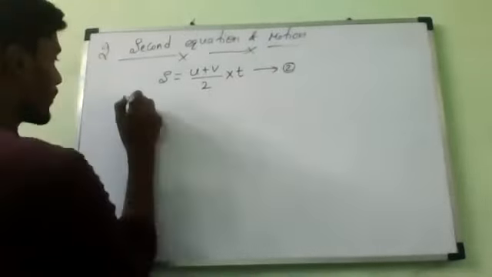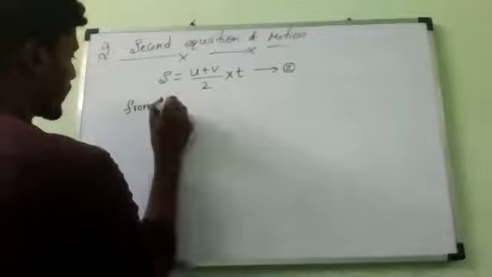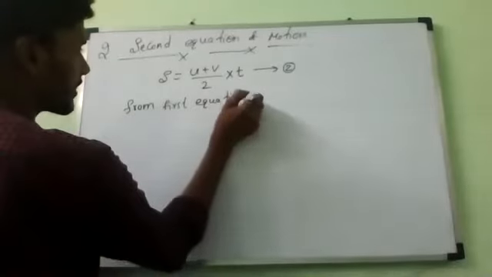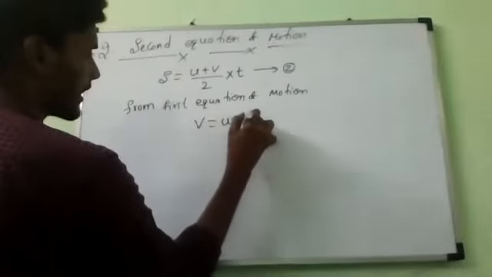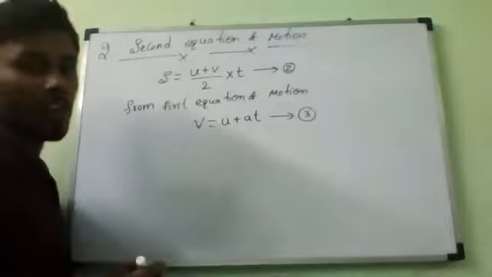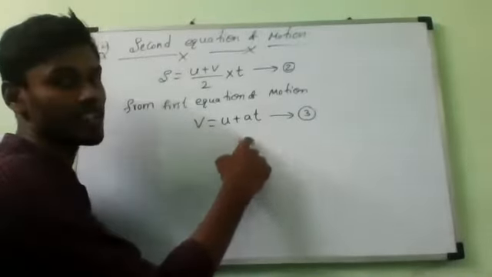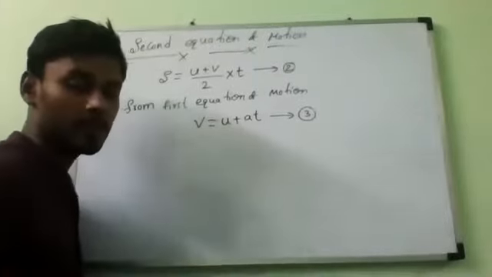Now tell me, from the first equation of motion, what is the first equation of motion? V is equal to U plus AT. What is V equal to? U plus AT. Is it yes or no? Let us assume this is equation number 3. So in place of V, can I substitute U plus AT? That is the meaning of this. Yes or no? Yes, sir.